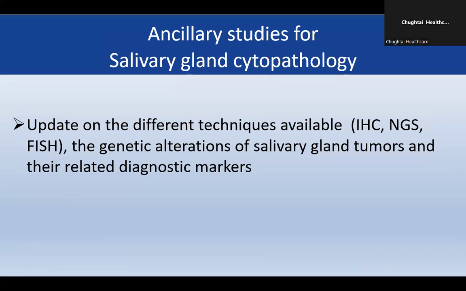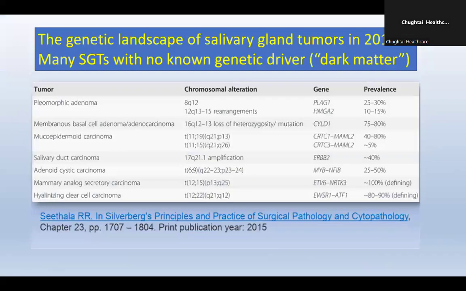And in the second edition of the Milan system, there is a new chapter on ancillary testing, and also FISH and NGS and the genetic alterations. We will briefly talk about it also. So here are some of the genetic alterations that are common in some of the salivary gland tumors. For example, in pleomorphic adenoma, there is PLAG1 and HMGA2 rearrangements, and so on.